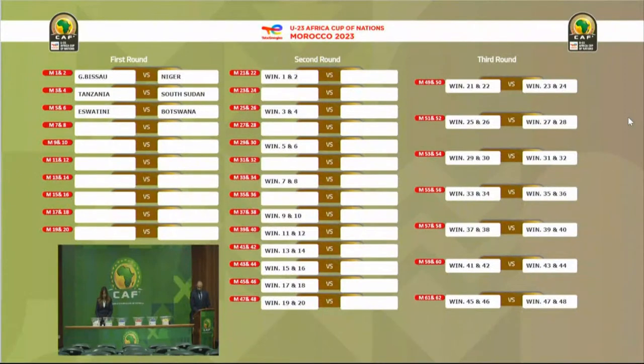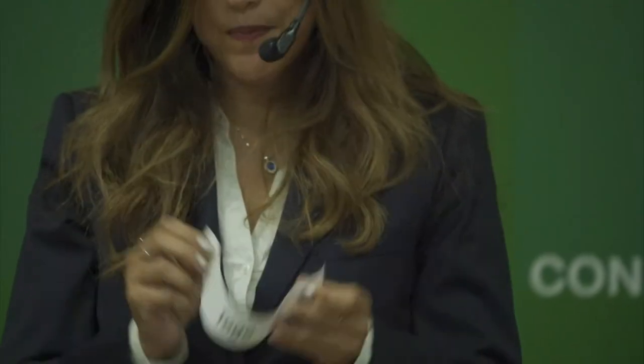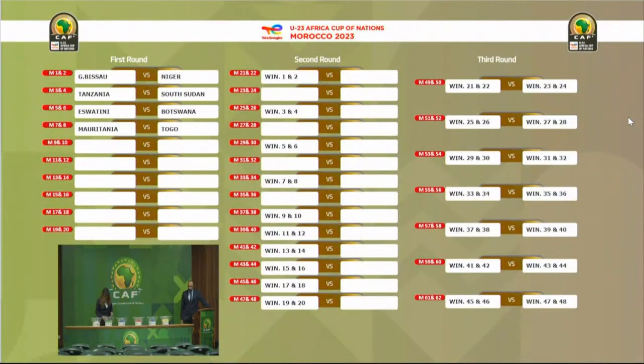Mauritania will play matches 7 and 8 against the team that will be drawn now. Togo. Mauritania will play against Togo. Matches 7 and 8. First leg in Mauritania, second leg in Togo. We will move to pot B now.